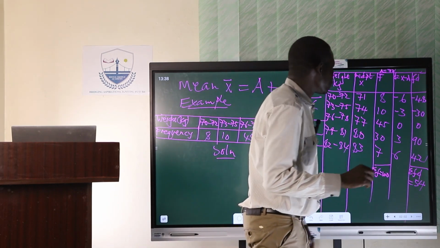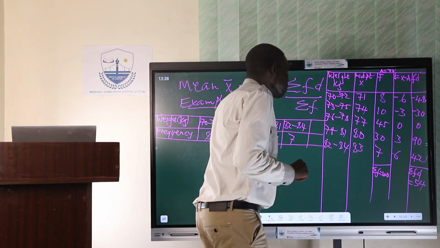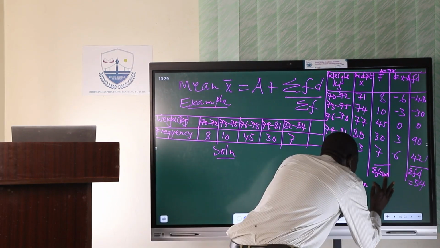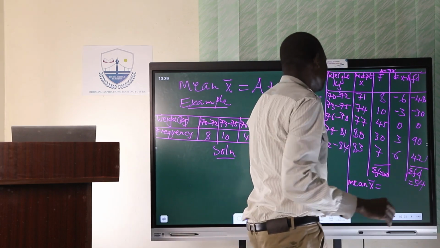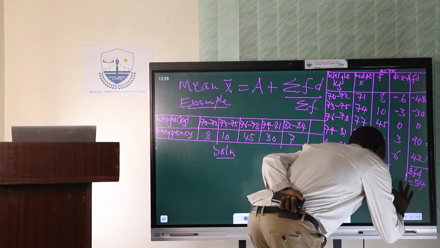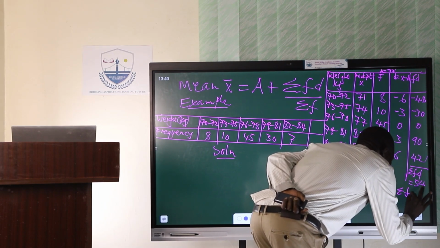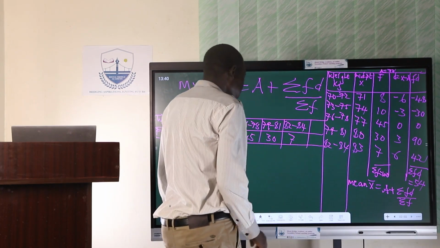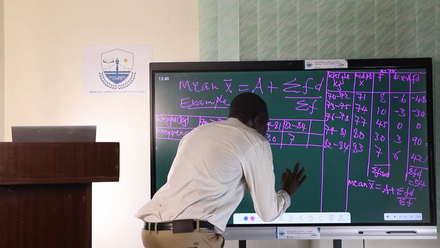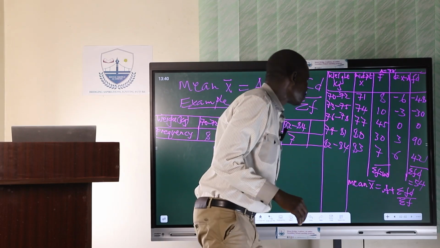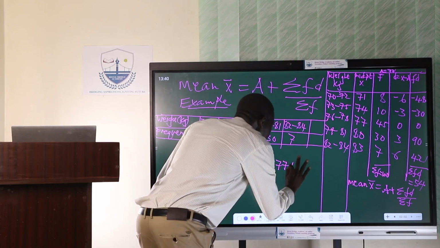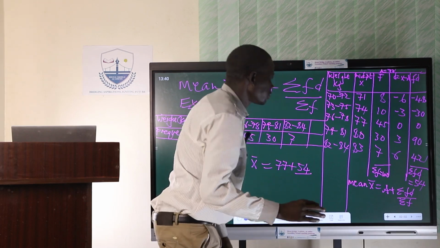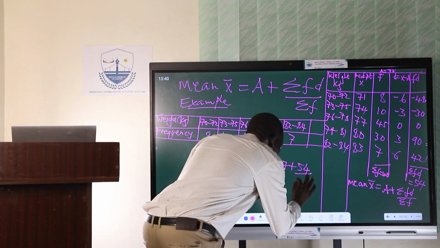After getting the total frequency, we can now calculate the actual mean, which is represented by x bar is equal to the assumed mean plus summation fd over summation f, such that our x bar will now give us the assumed mean, which is 77, plus summation fd, which is 54, over summation f, which is 100.